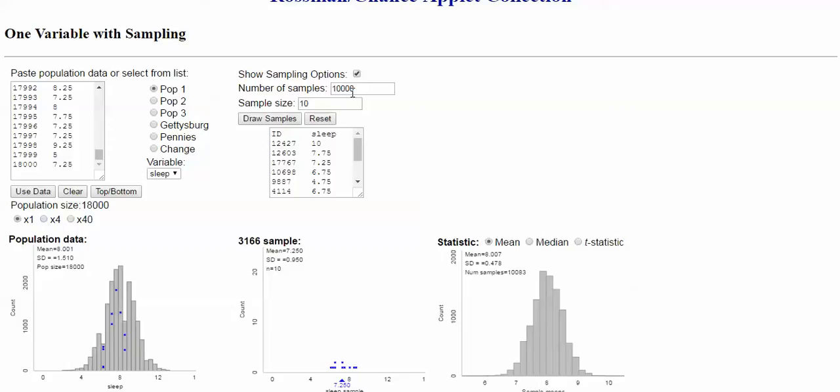Now, what if I wasn't using a sample size of 10? What if I was using a sample size of 30?